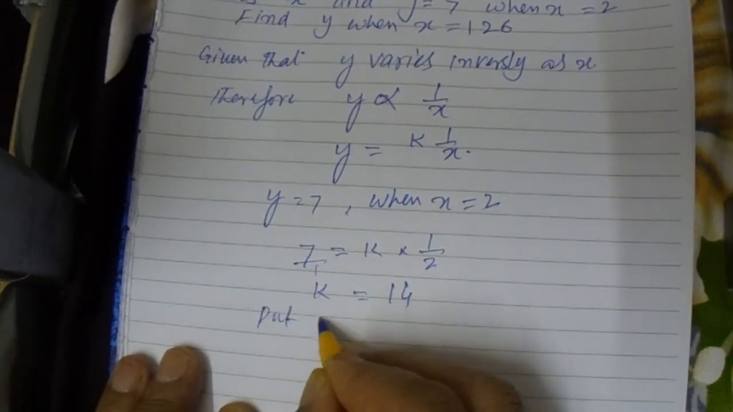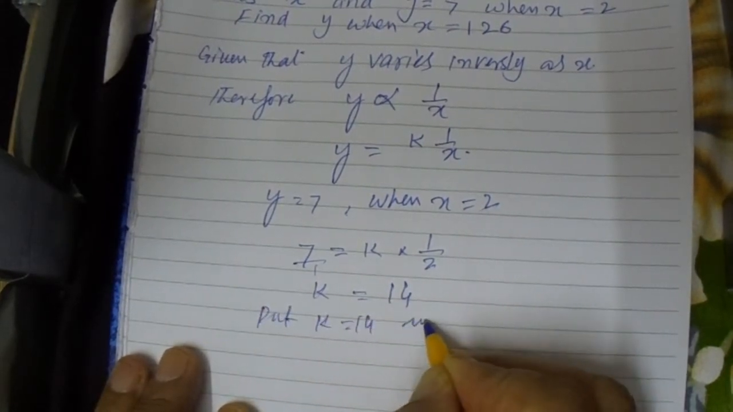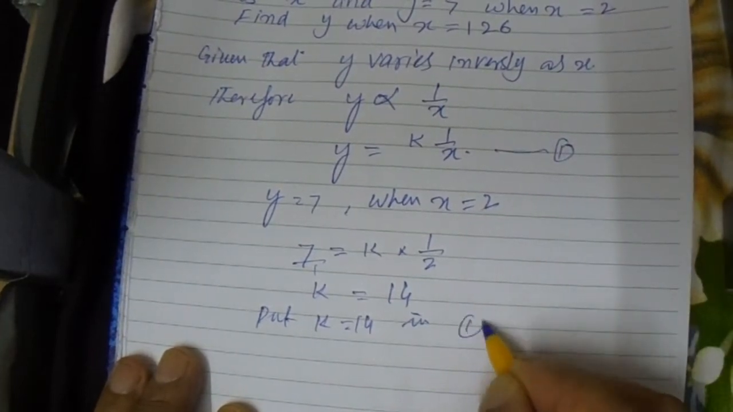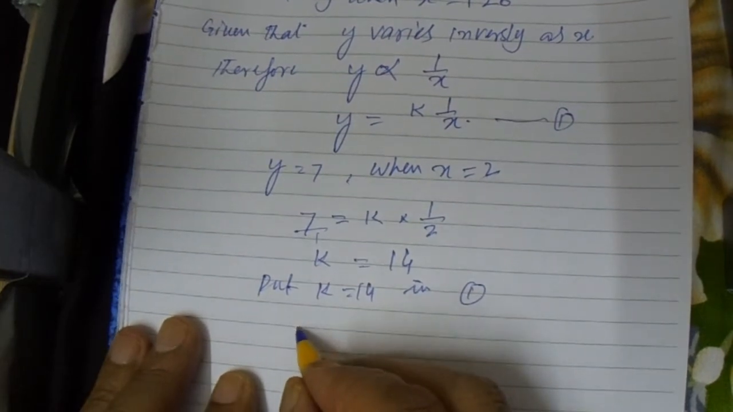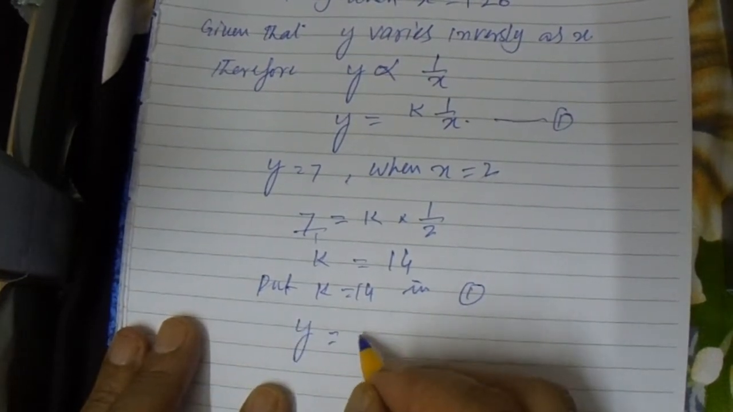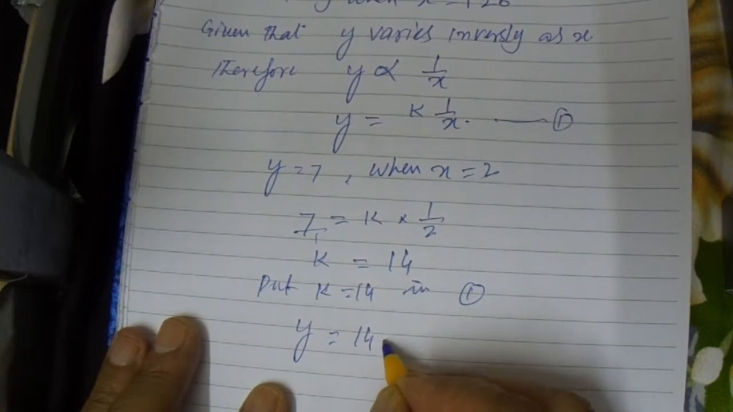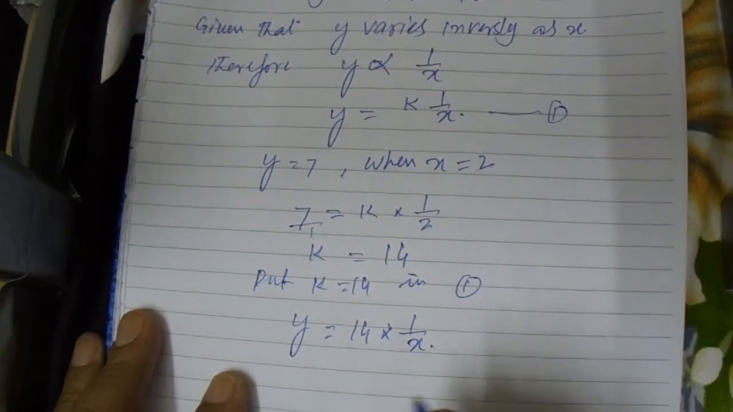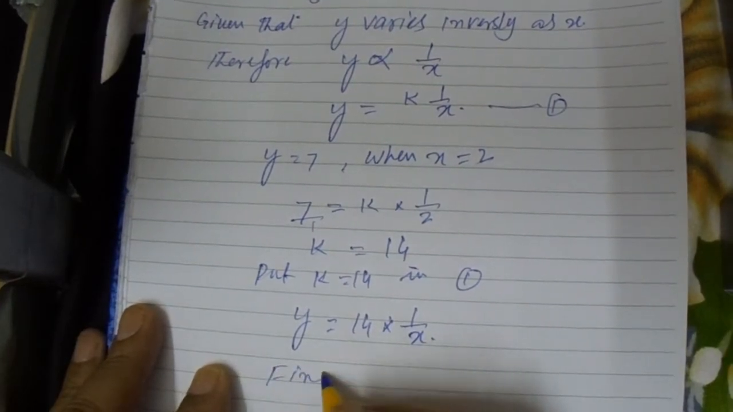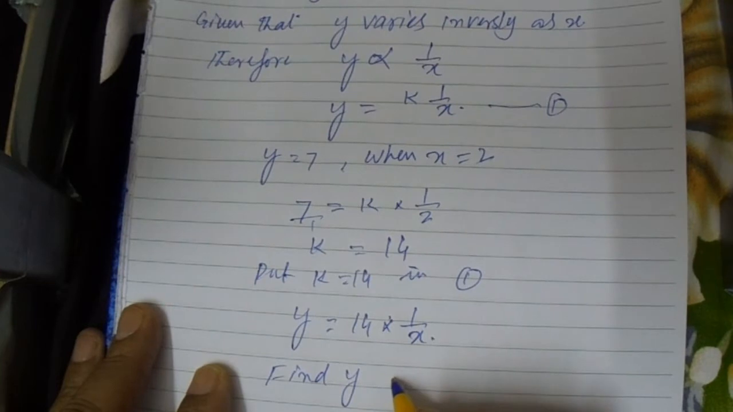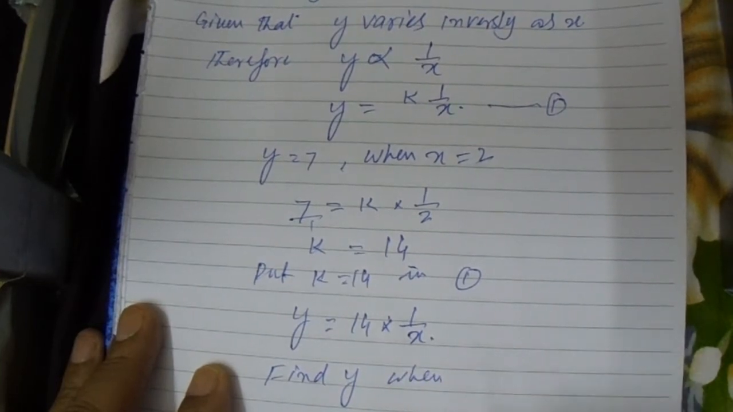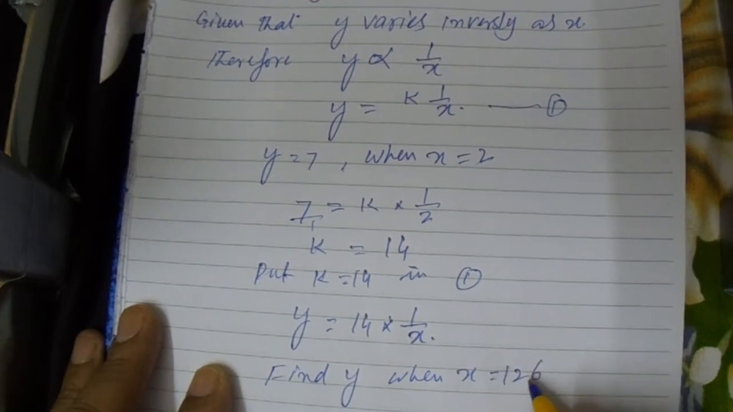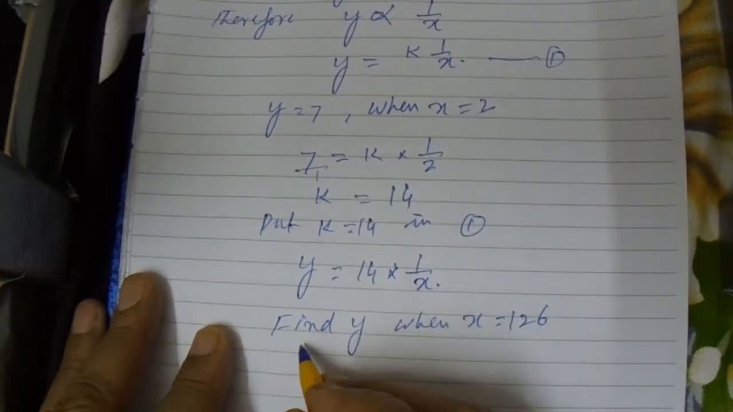Put k is equal to 14 in equation 1, and we have y is equal to 14 multiply 1 over x. Again find y when x is equal to 126, and we put this value here.